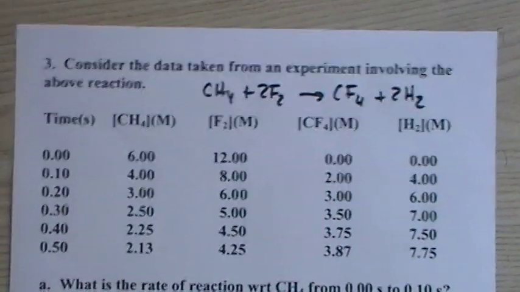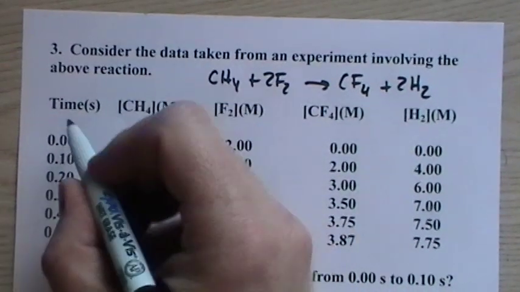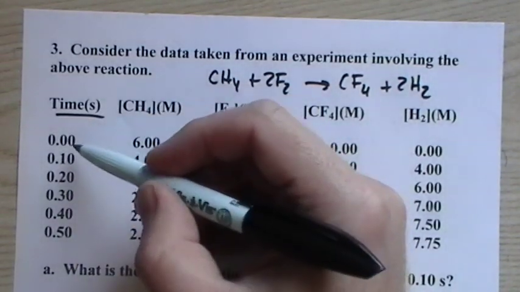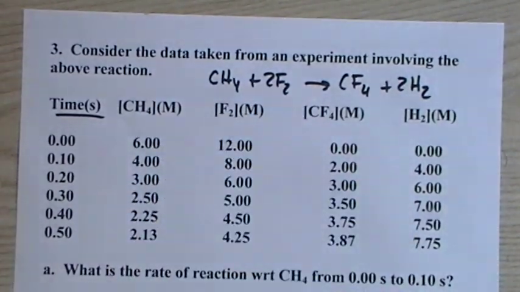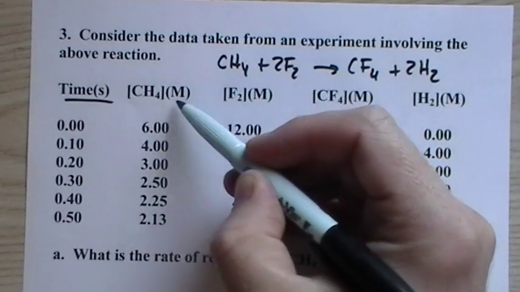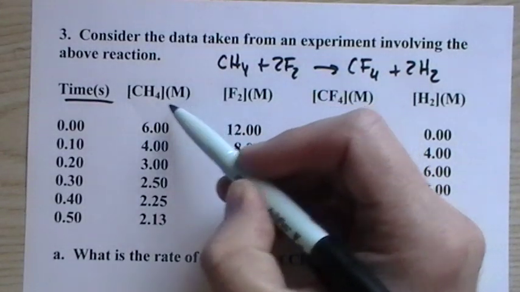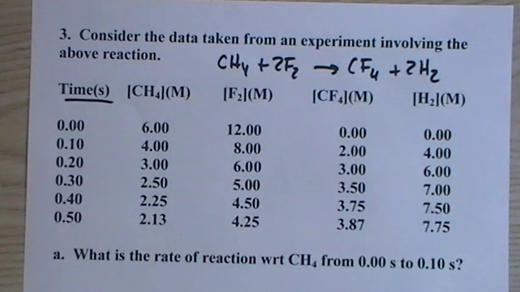Now we have this chart. It looks pretty daunting, but we have the time in seconds, and it all takes place in half a second. We have the methane, in moles per liter. Concentration is always moles per liter. If you see the square brackets, it's moles per liter, but I put the units in here so you can see that.